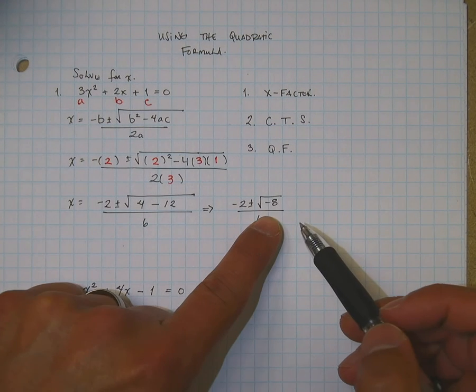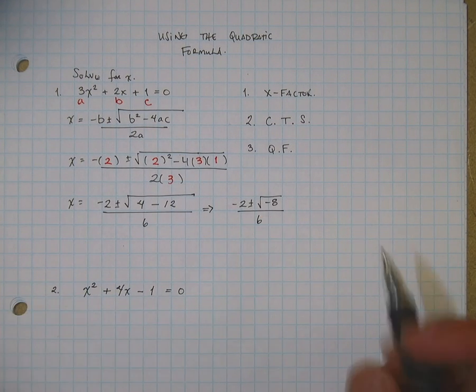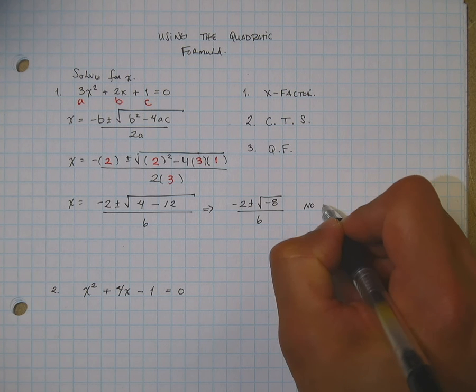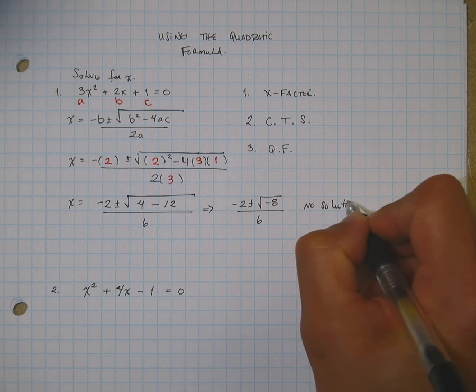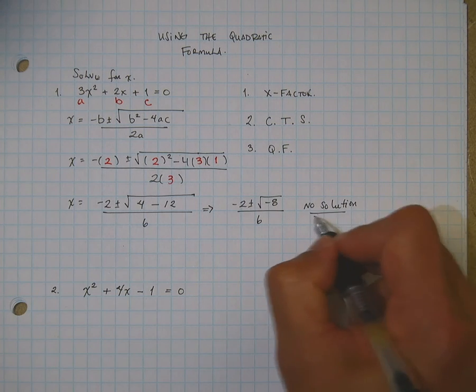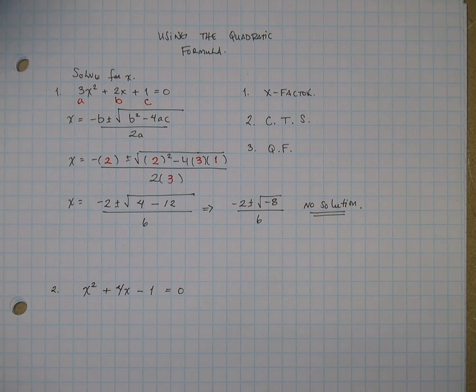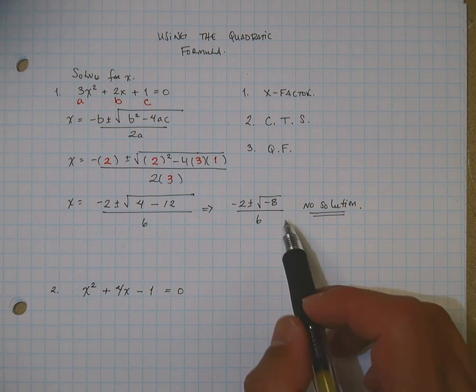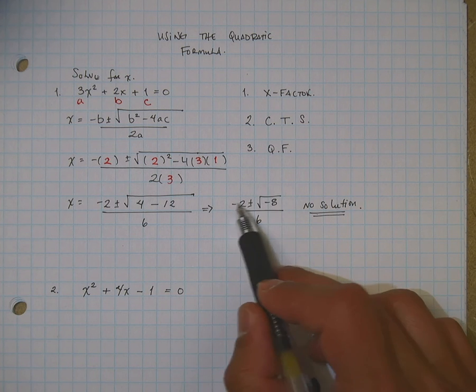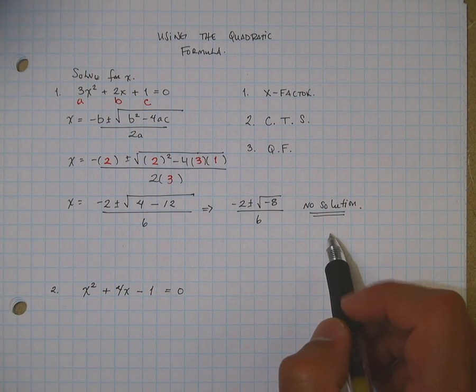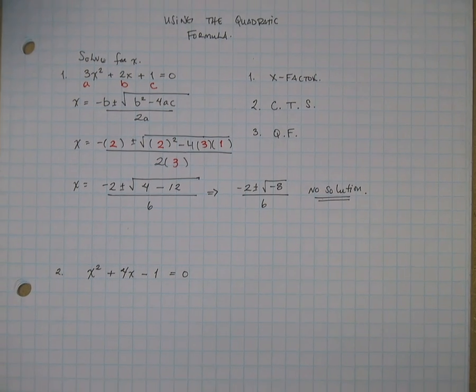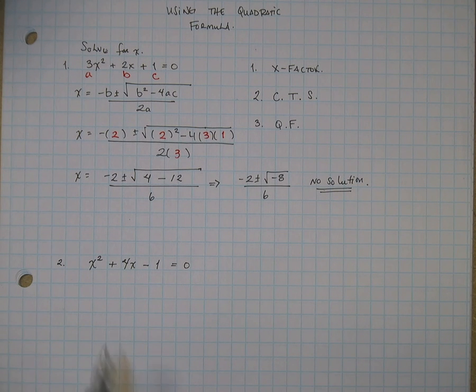Now, right here we can't take the square root of a negative, so you're pretty much done and you'd say no solution. Actually, the answer is no real solution. As we get into Algebra 2, there is a solution, it's called imaginary. But for us right now in Algebra 1, this is called no solution, and you would end it there. That's it. Go ahead and pause, see if you can do the second one.